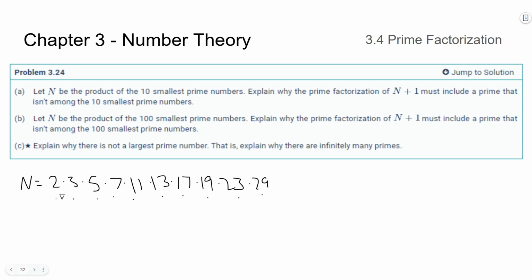All right, so that's what our n is going to equal. It's going to be a pretty big number, right? Multiplying these all together, that's going to be a pretty big number. But that's what n is equal to, okay? So now imagine we have this number plus 1. So n plus 1 is going to be this number plus 1. All right, well, so let's think about that.